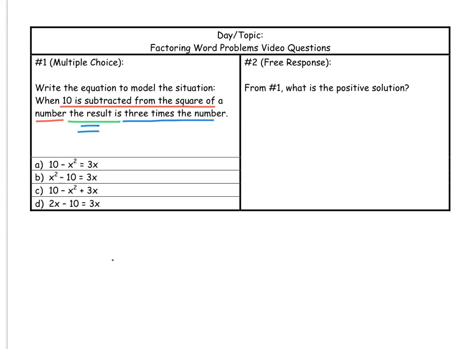And then from number 1, what is the positive solution? There'll be 2 solutions, a negative and a positive, and we just want the positive. Be sure to enter your answers in the Google form.